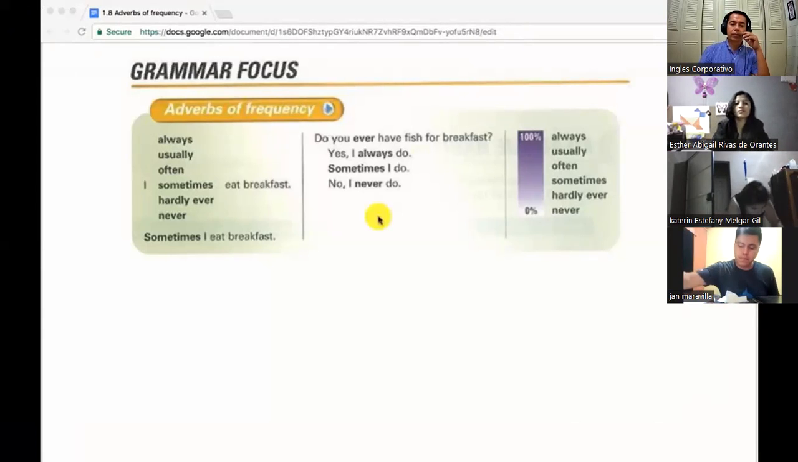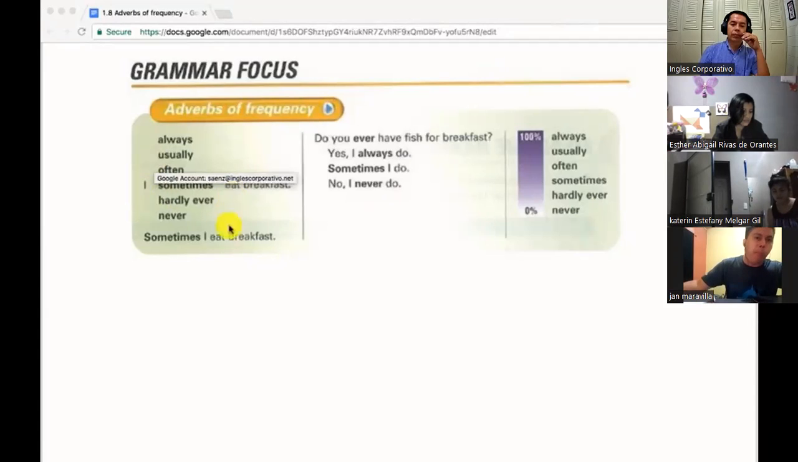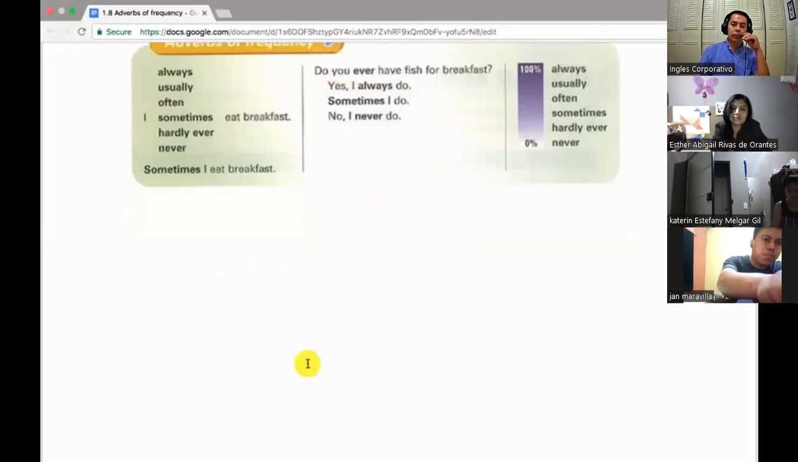Let me start by explaining what adverbs of frequency are and how we can categorize them. Adverbs of frequency are words that come before the verbs, and they express frequency. For example, if you would like to express that you take a shower every day, 100% of the time, that will be always. You can use adverbs of frequency for that. For example, I always take a shower. This means I take a shower 100% of the time.